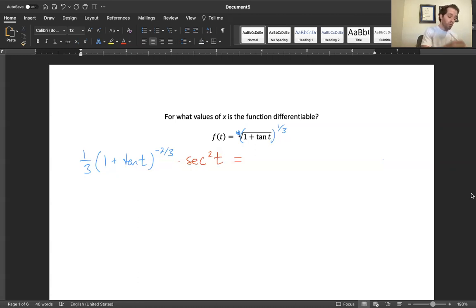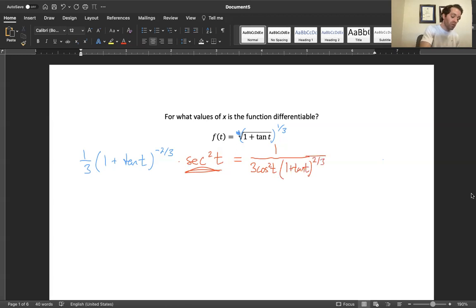Cleaning this up a bit, writing things on the proper tops and bottoms, it's going to look like this. 1 on the top, that's all, and then 3 times cosine squared t. Cosine? What do you mean? Well, secant is 1 over cosine. So this takes the 1 over cosine squared and turns it into cosine squared on the bottom. Makes sense, right? Then this is multiplied by 1 plus tangent of t to the 2/3 power.